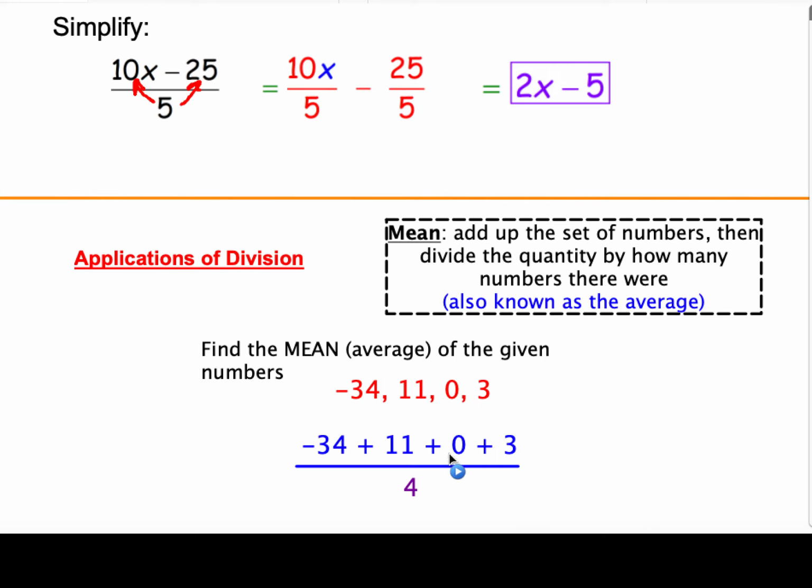Now, that 0 is important. It doesn't really matter to the addition, because as we know, negative 34 plus 11 is negative 23. Plus 3 is going to be negative 20. Plus 0 is still negative 20. However, the fact that that 0 is there means we're dividing by 4. If we just eliminate the 0 because we didn't think it mattered, we would only divide by 3. We'd get a very different answer. So again, those 4 numbers, including 0 here, divided by 4. And so negative 20 divided by 4 is negative 5.